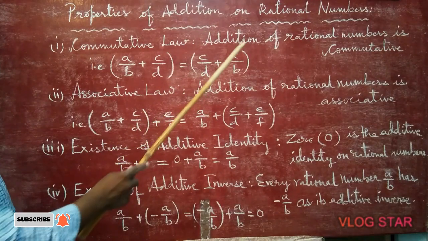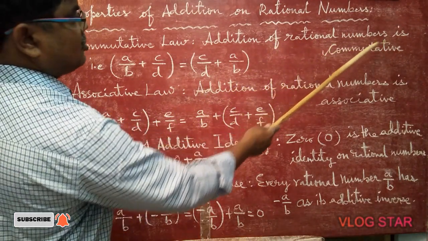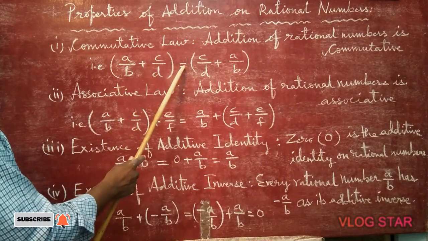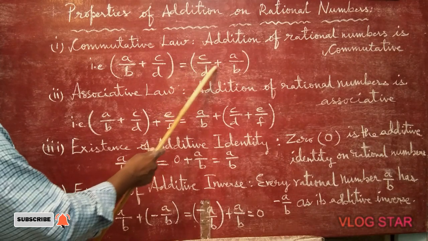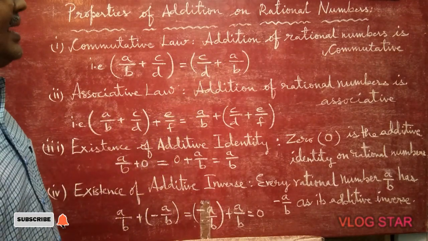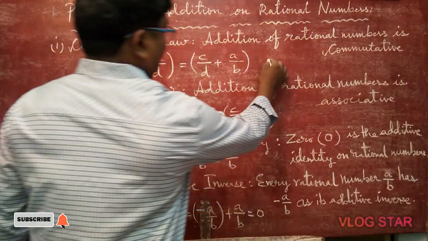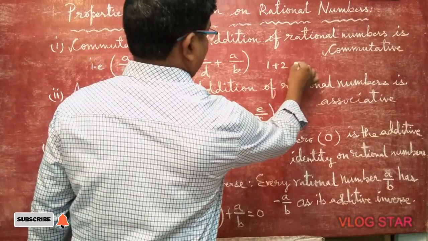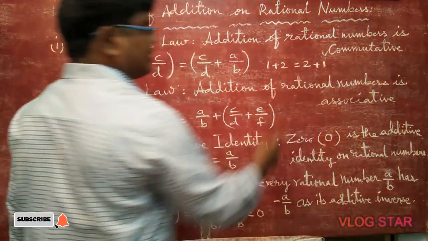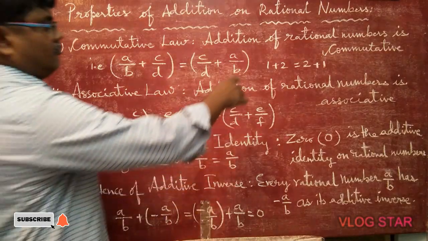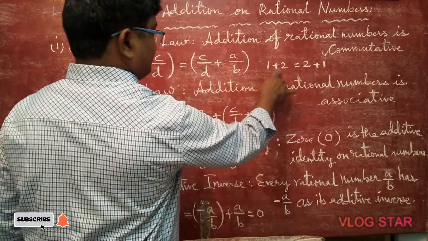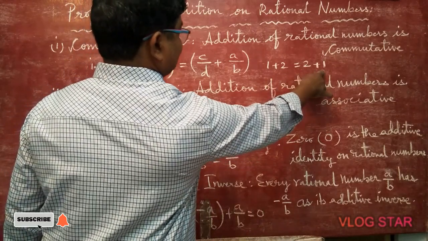What is commutative law? Addition of rational numbers is commutative. a by b plus c by d, if we add, is the same as c by d plus a by b. Just a very easy example: 1 plus 2. If you add, 2 plus 1 is also the same. Sir, these are not rational numbers? No, sir, you may ask. 1 means 1 by 1, 2 means 2 by 1. Rational numbers. So 1 plus 2 is 3, 2 plus 1 is also 3.